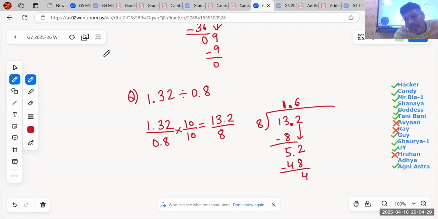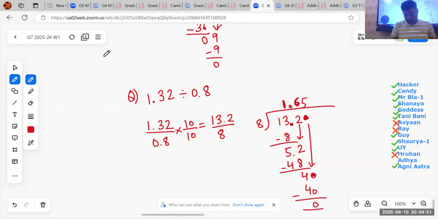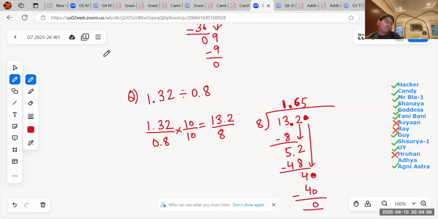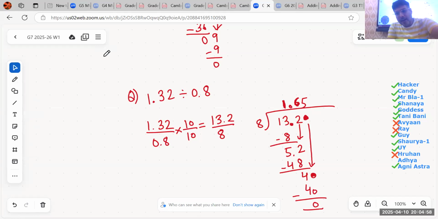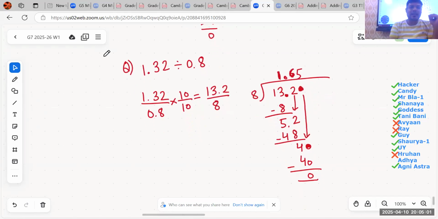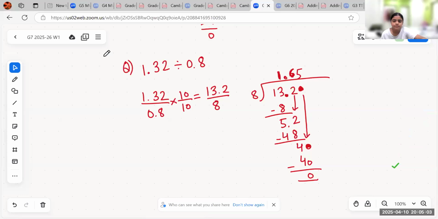Now guys, because your remainder is not 0, you can add any number of zeros after the decimal. You are free to add any number of zeros after the decimal. So this 0 will fall down and 8 fives are 40. My answer will be 1.65. Everyone understood? Yes, sir. So Ray, Avyan, Adhya, Ruhan, understood guys? Yes, sir.